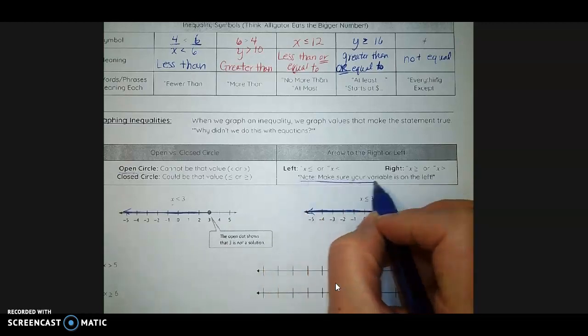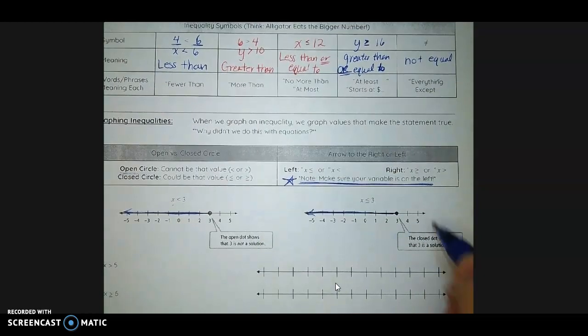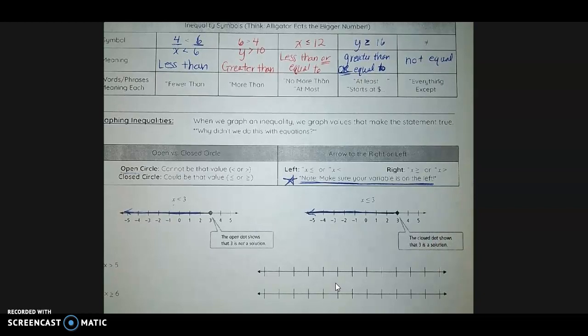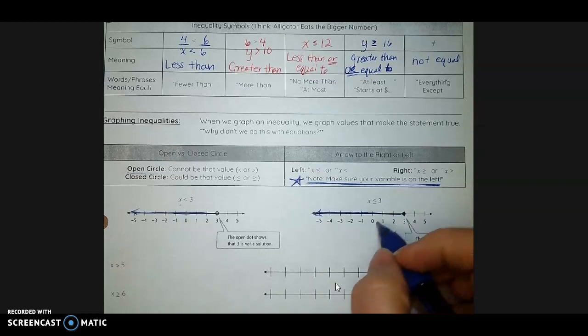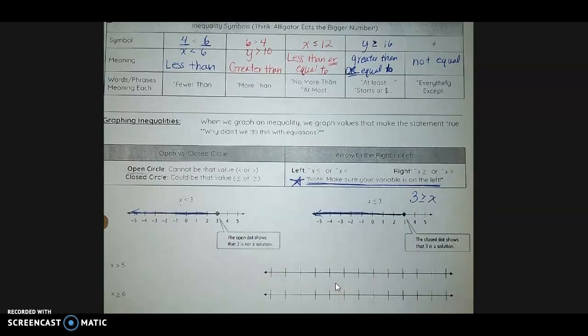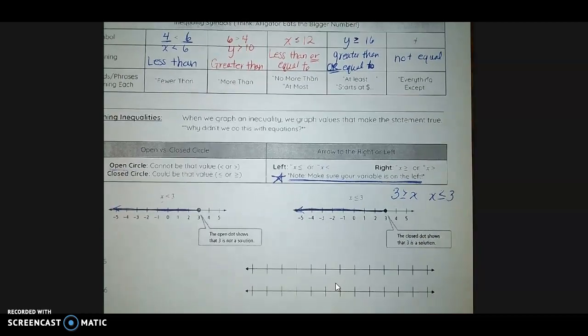So this note right here: make sure your variable is on the left in order to use these. If you solve a problem and the variable is not on the left, that is going to mess with your graph. It's going to be the opposite of what you think it would be. So you can always flip it around. For instance, if I saw this one and it was 3 and the x was on that side, when I flip it back around, I need to make sure I flip the direction of the sign to make sure that it stays a true statement.